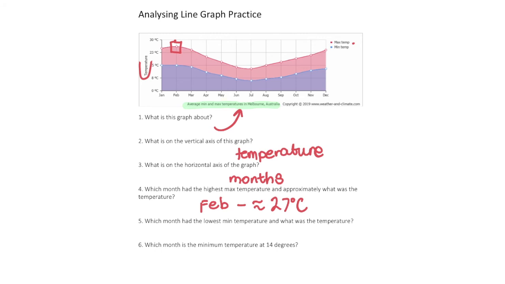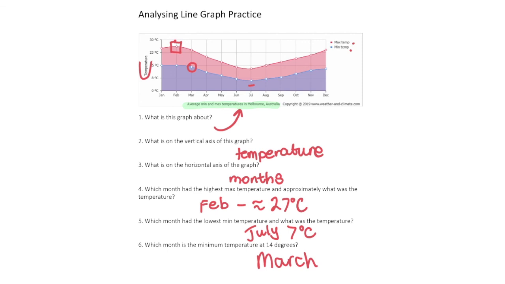And which month had the lowest minimum temperature? That's here, July, at around 7 degrees. Which month is the minimum temperature at 14 degrees? Minimum temperature is the blue line at 14, so just below 15. I'm going to go with this one here, March.